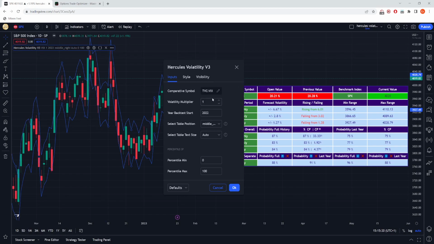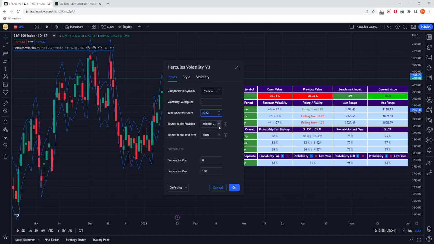Then the volatility multiplier is if we want to take the default value or the bigger standard deviation values. The year for the backtest is going to work with the probability of the last year function, because we are going to have two sets of data. We are going to have the full history, which takes into account all the candles that we have for the daily time frame. And then, as a comparison, we are going to look at the probability of the last year, or in this case, the year that we establish here.